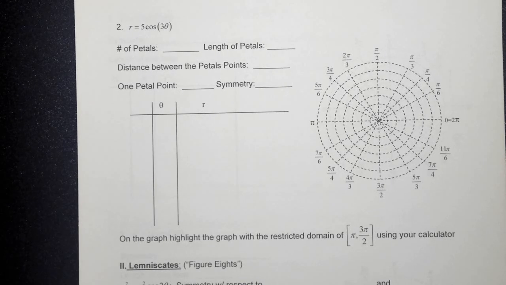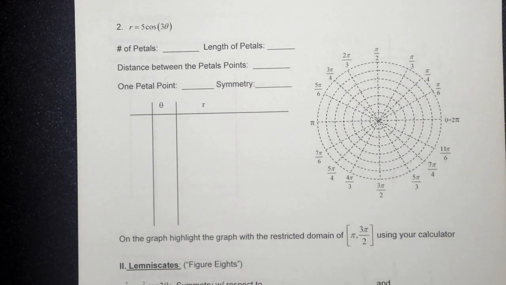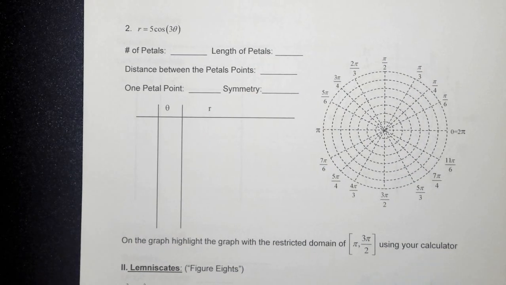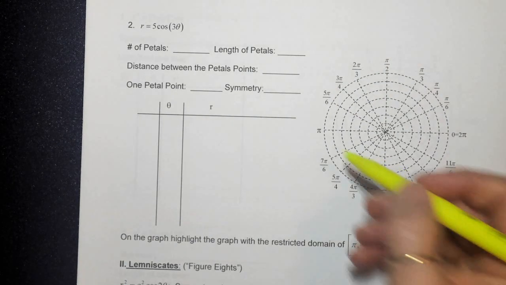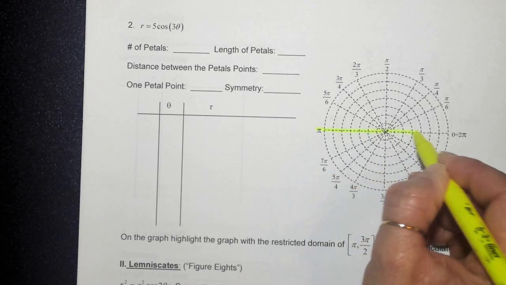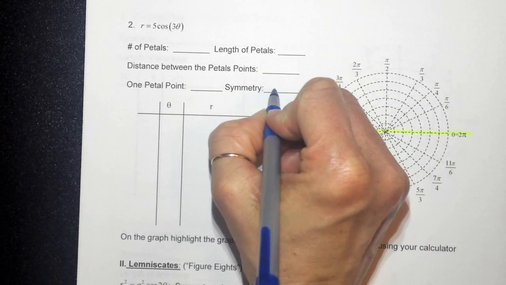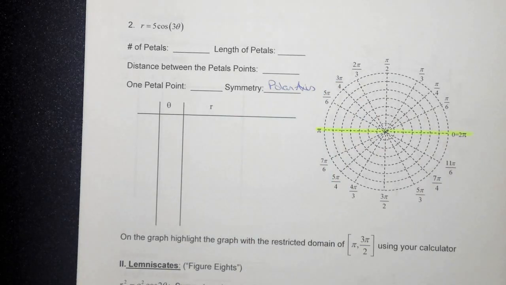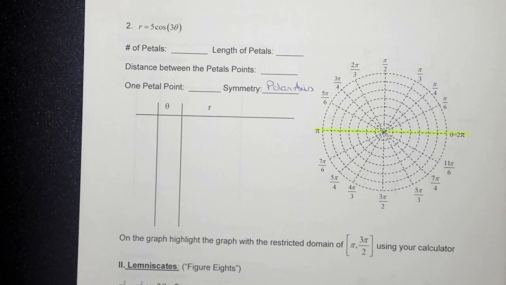So in our first example, we sketched a rose that was a trig function that was a sine, and now we're going to focus on a cosine, which means now we have symmetry with respect to our polar axis. Okay, so we're going to say polar axis. And what that means is one of our petals is going to fall on the polar axis. So that's what we need to figure out. And that's kind of good for us.